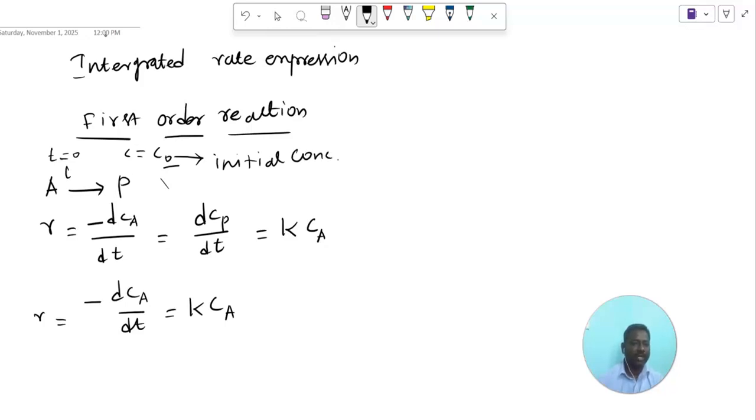After certain time t is equal to t, your reactant A might have converted into the product. Therefore, a small amount of reactant is converted into product. So at that time, your concentration is C. This is the concentration at a particular time, once the reaction has started.